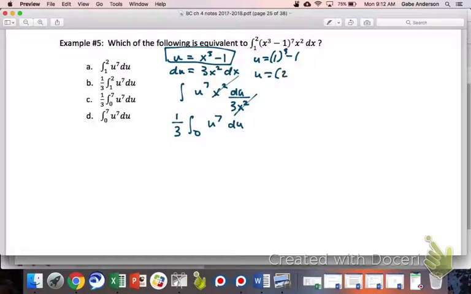The new high limit would be u equals 2 cubed minus 1, which is 7. So I think we'd have to go with C for an answer. Does it seem logical? Good?